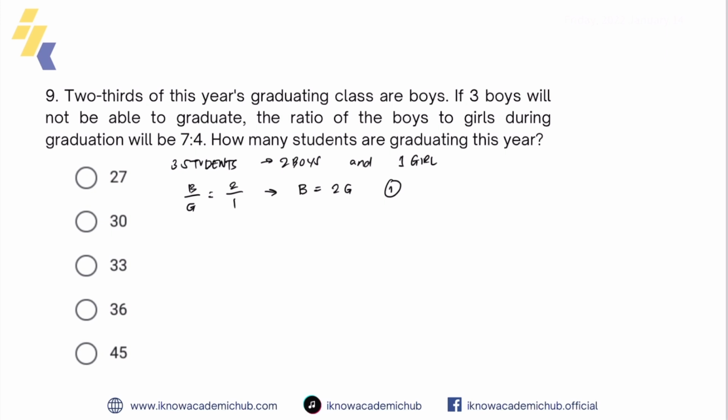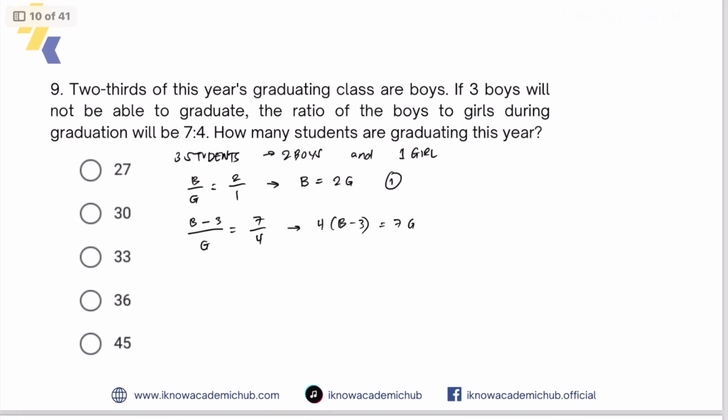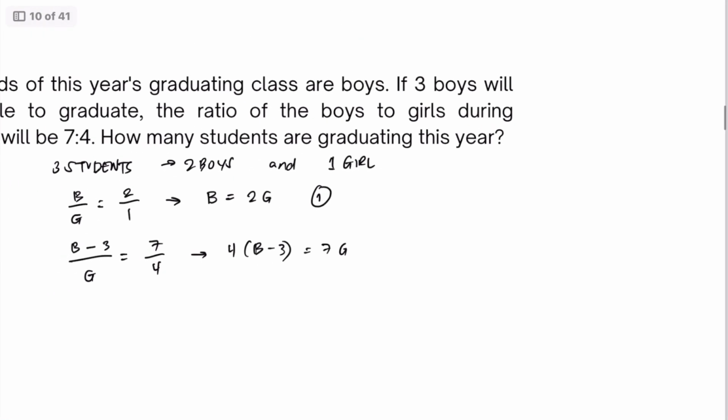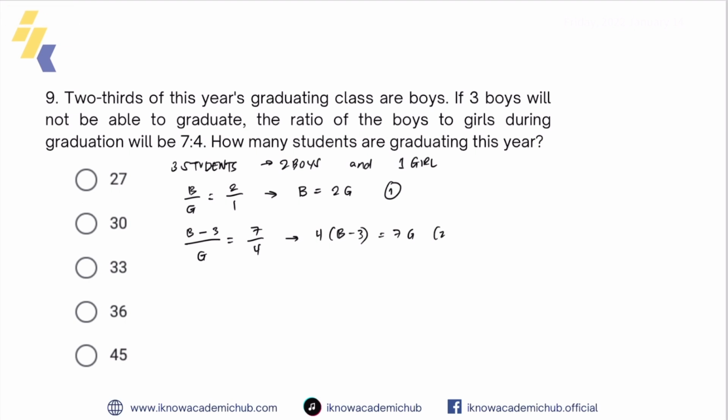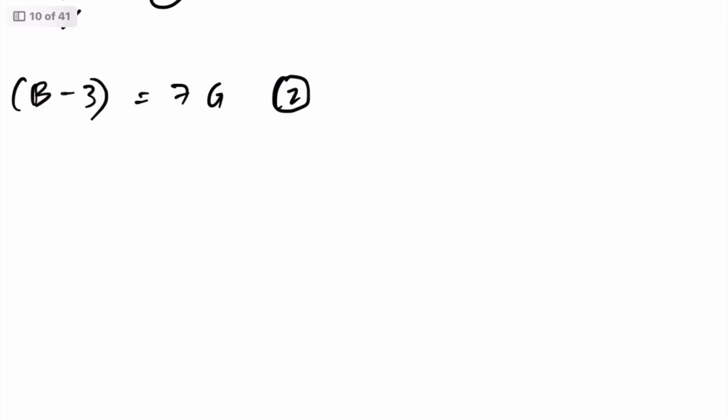And we have here the ratio of the boys to girls will be 7:4 if 3 boys will not be able to graduate. That is B minus 3 over G. The ratio will be 7:4. Okay, and cross multiplying, we have 4 times B minus 3 is equal to 7G. This is our second equation. Now, we have to substitute this first equation to the second equation.